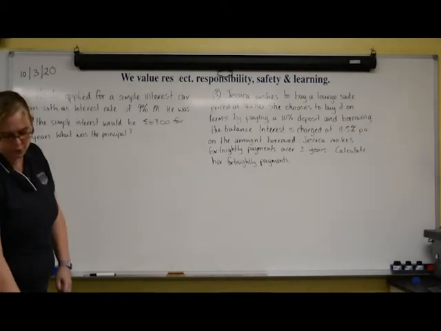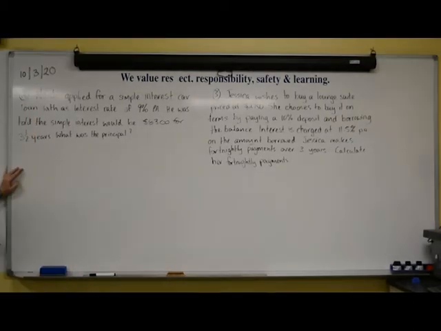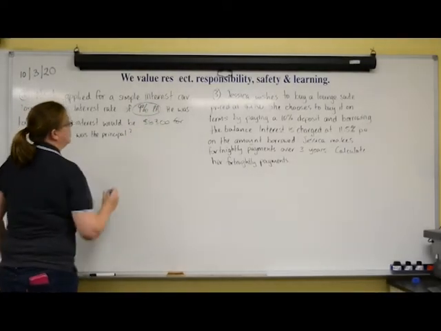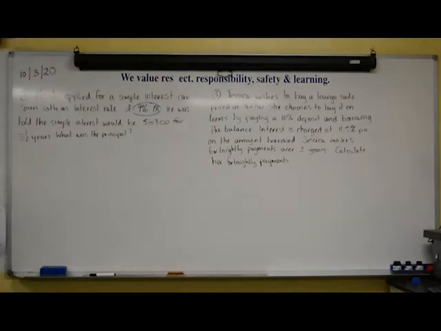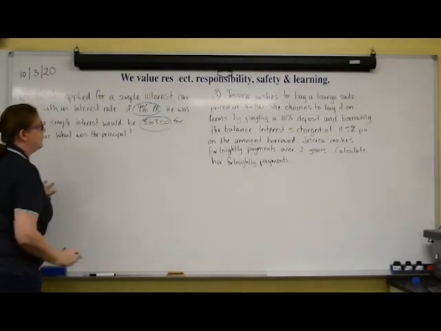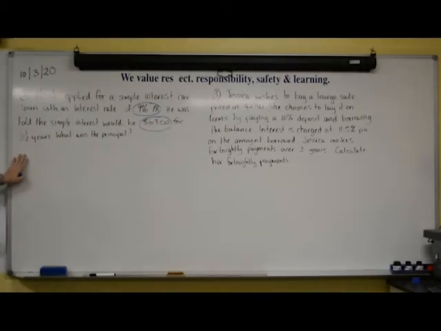Look at example number 2. We have Noah. Noah has applied for a simple interest car loan with an interest rate of 9% per annum. Alright, so that's something that we need to know about, so I'd circle that one. He was told the simple interest would be $6,300 over a time period of 3.5 years.